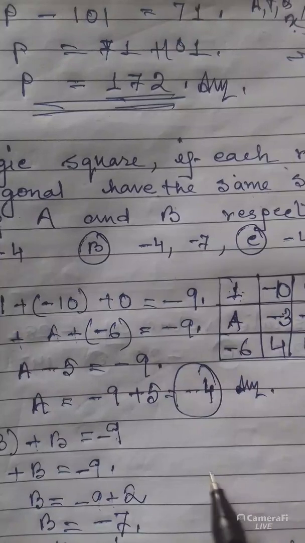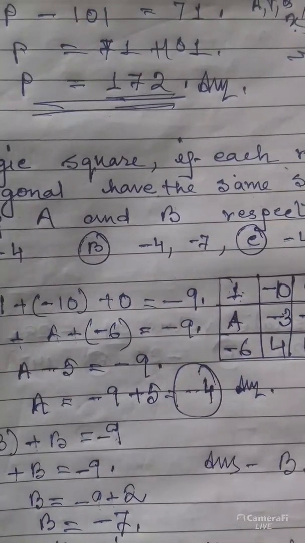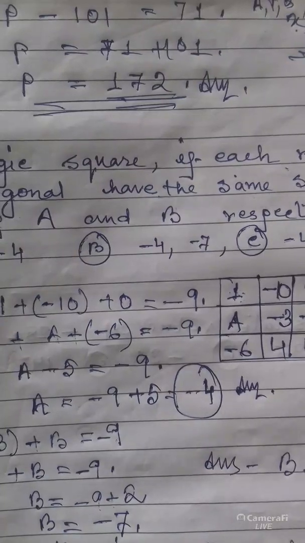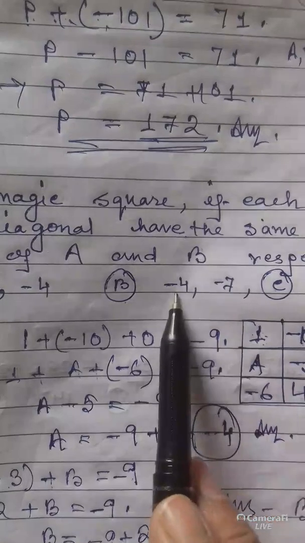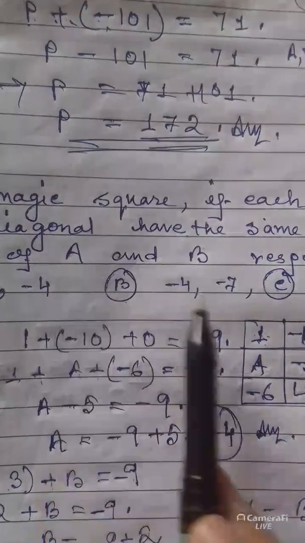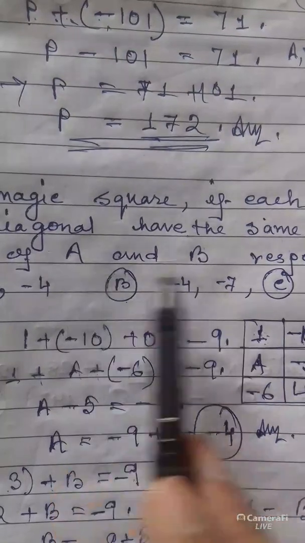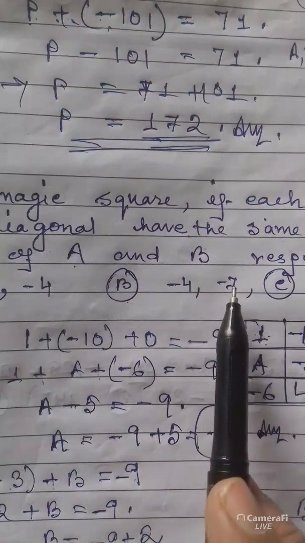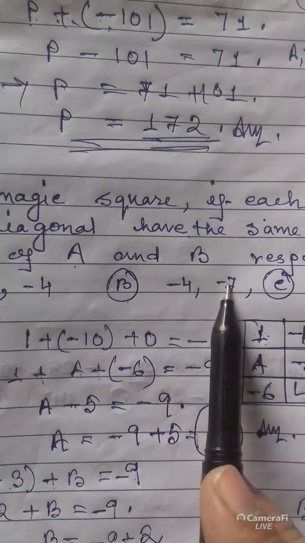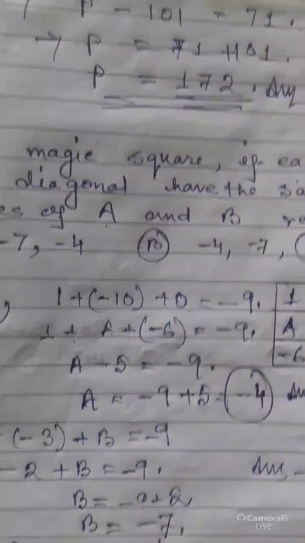So the right answer is option B, minus 4 and minus 7. Minus 4 is the value of A and minus 7 is the value of B. We have to find the value of A and B, so A equals minus 4 and B equals minus 7. So option B is the right option.